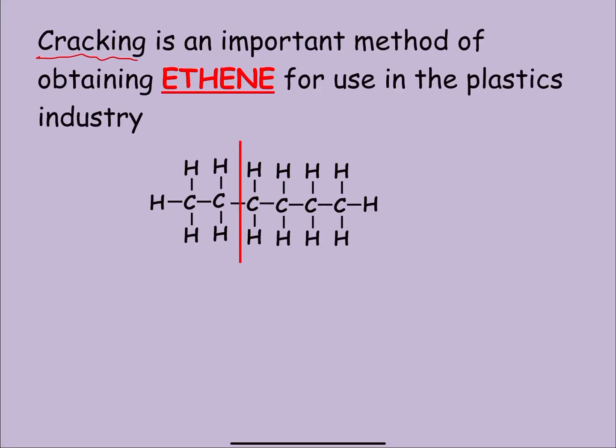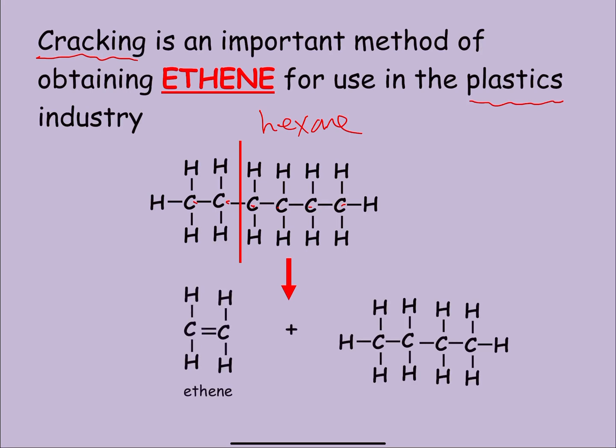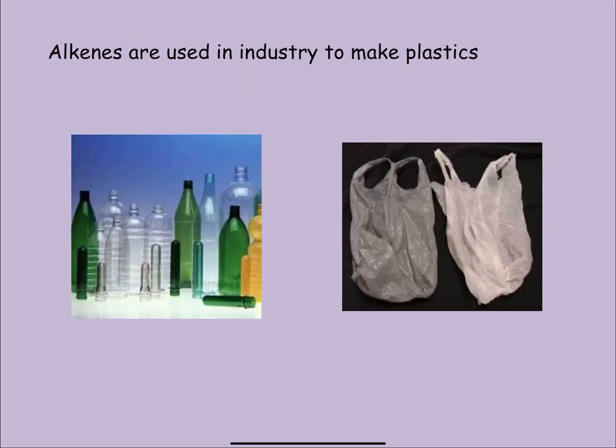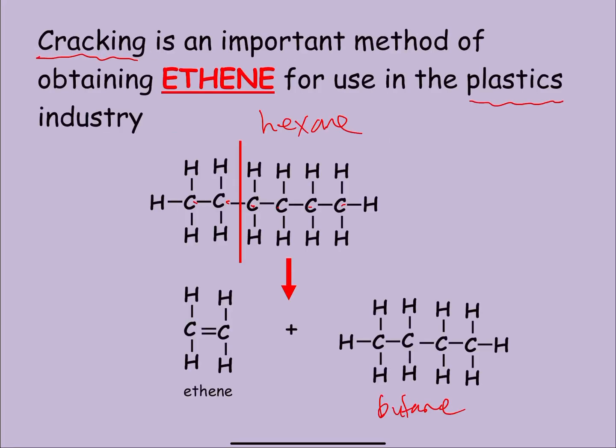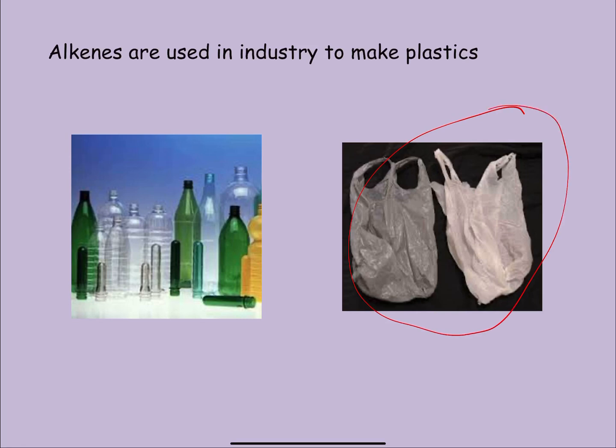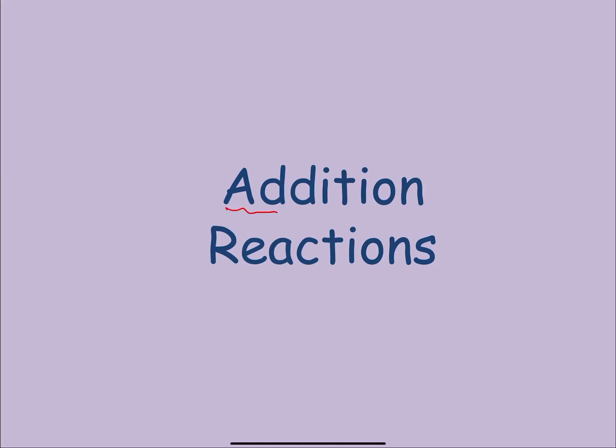Cracking is really important if we want to make polymers. Remember in our plastics topic, a popular monomer was ethene, and we can make ethene from 1, 2, 3, 4, 5, 6. So we're starting with hexane here. We're cracking it. That's going to make us ethene from the left hand side, and it's going to make us butane from the right hand side. Again, it's an alkene plus an alkane. And ethene, remember, we can join lots of those together to make polyethene, and here's polythene bags, and other plastics that are used in our plastic bottles. Right, let's move on to addition reactions now.